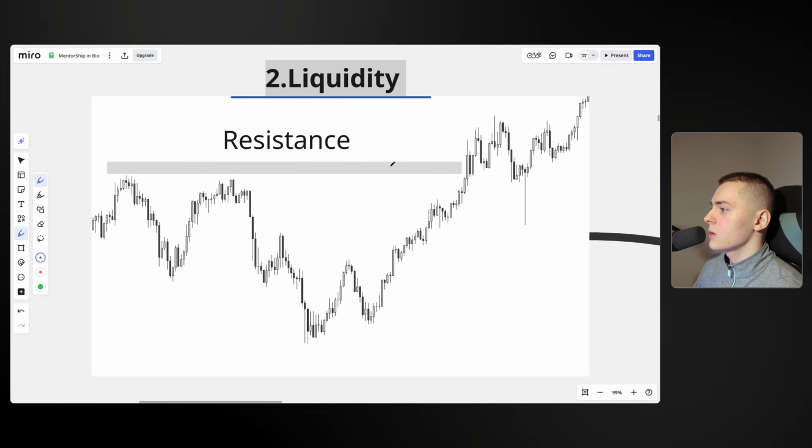Now the next thing on our list is liquidity. What is liquidity to begin with? Liquidity is where a bunch of stop losses reside. Now what are stop losses? Stop losses is if you take a trade to the downside, for example, and your stop loss is right in here. Your entry, let's assume, is here, and your take profit is anywhere lower. Now your stop loss will get targeted by the market.